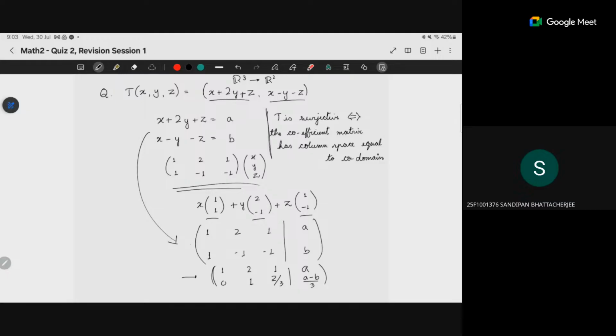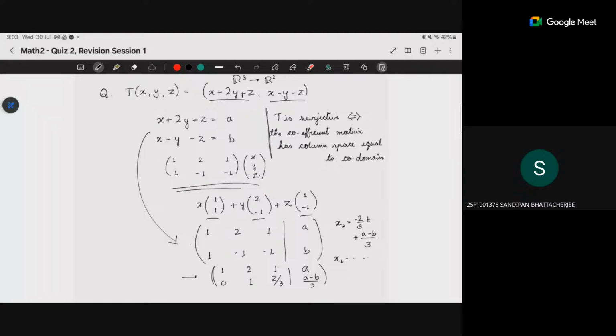But now I can solve this, right? Just keeping A and B as arbitrary constants. How would I solve this? X2 is equal to minus 2 by 3 t plus A minus B by 3. And X1 you can find out using X2 and X3. So X3 I've set as t because X3 is the independent variable for this system of equations.